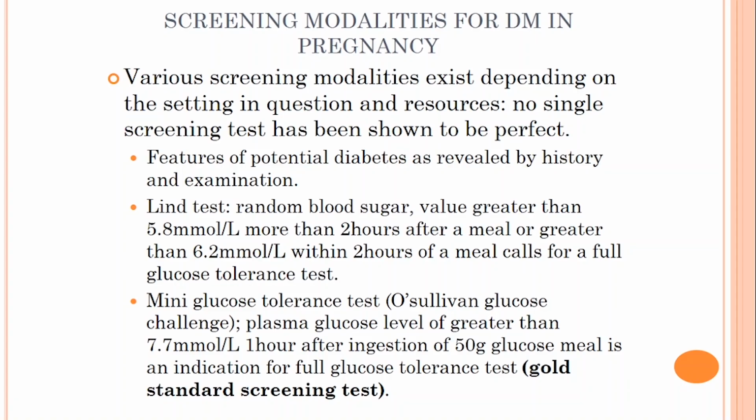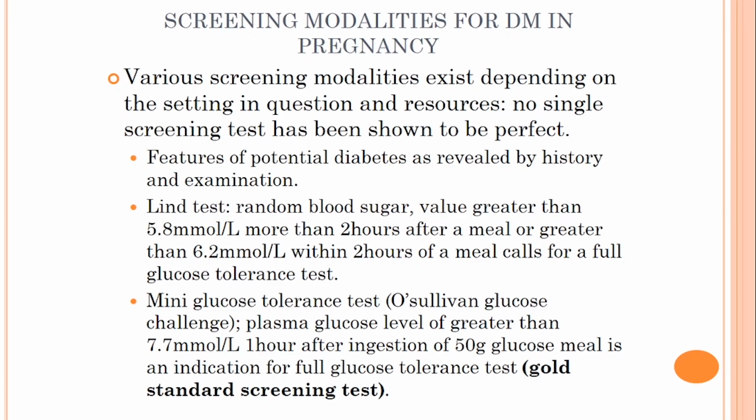So what are the various screening modalities for diabetes in pregnancy? There have been various screening modalities existing depending on the setting in question and resources. However, I want to also appreciate the fact that no single screening test has been shown to be perfect. I repeat, no single screening test has been shown to be perfect. So, what is the first line screening?